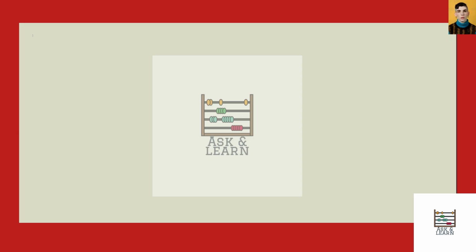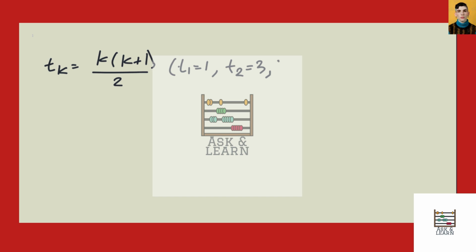Okay, so for part A here, we're using triangular numbers, which are given to us as k times (k plus 1) over 2, right? So what that means is t1 is equal to 1, triangular number 2 is equal to 3, the third number is equal to 6, and the fourth one is equal to 10.